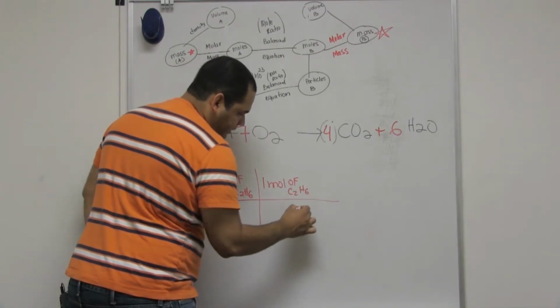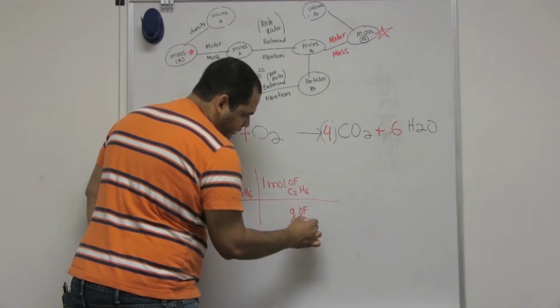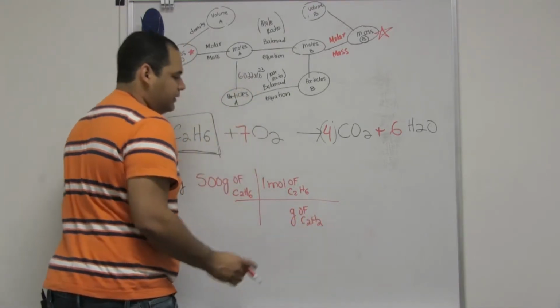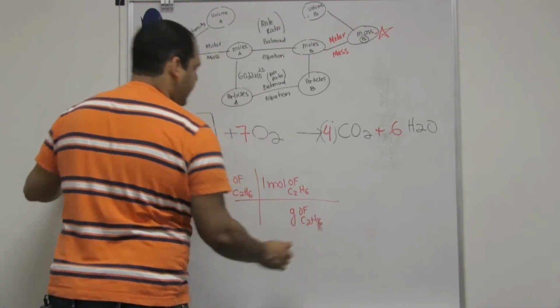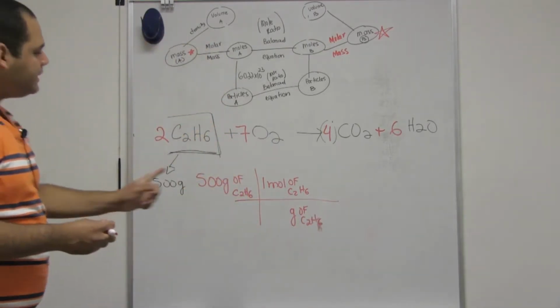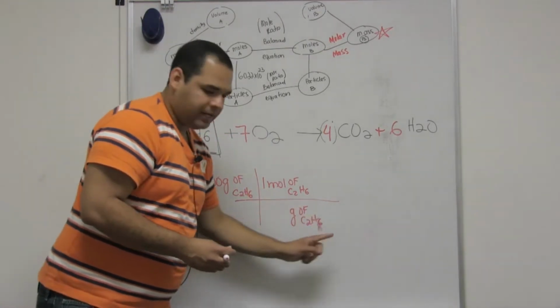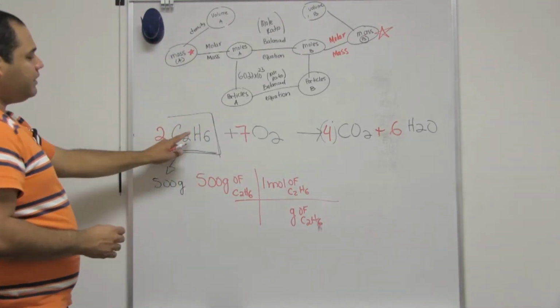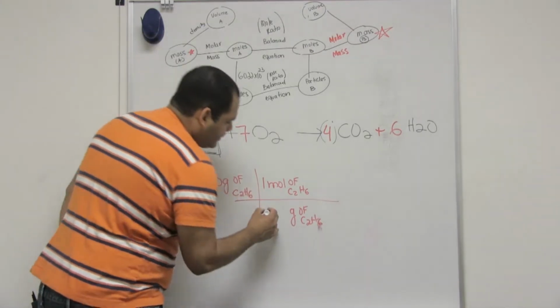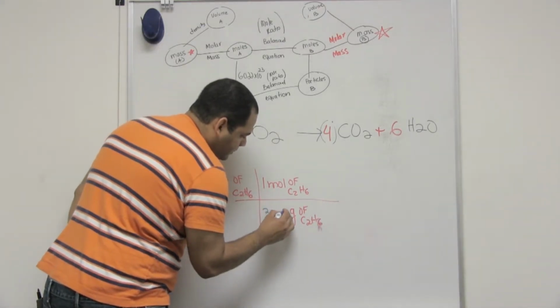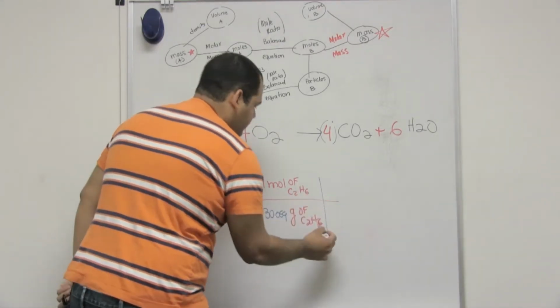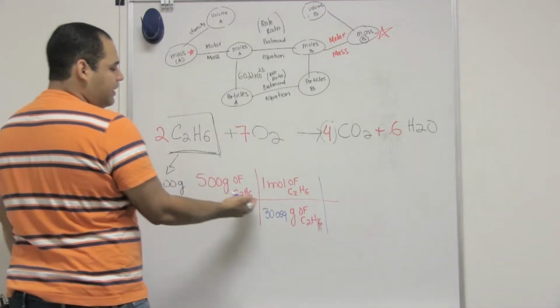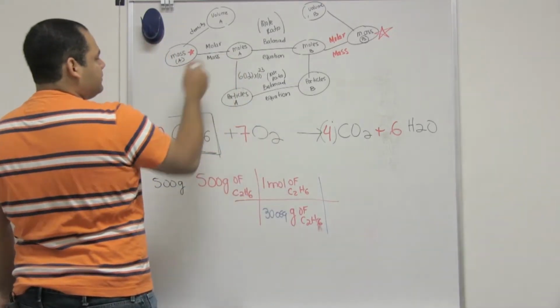And grams of ethane goes in the bottom, because then grams cancel out with grams. I already calculated the molar mass of C2H6 and it is 30.069. So doing that divided by that gives me the moles.